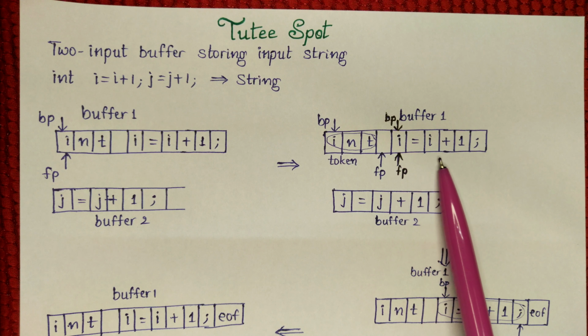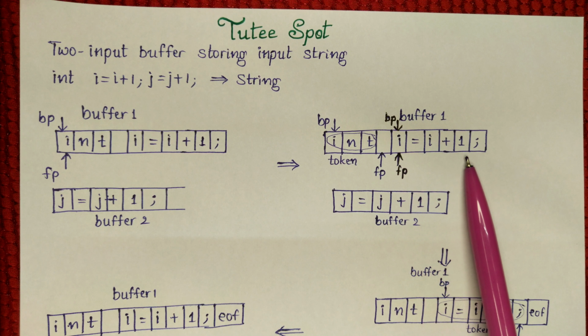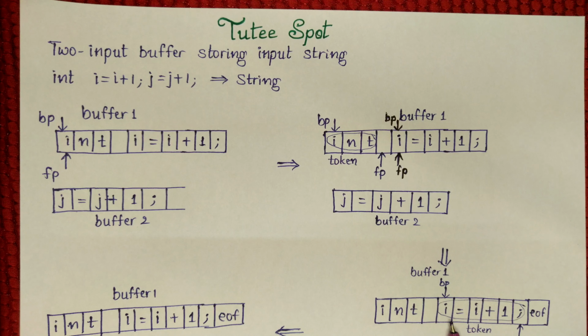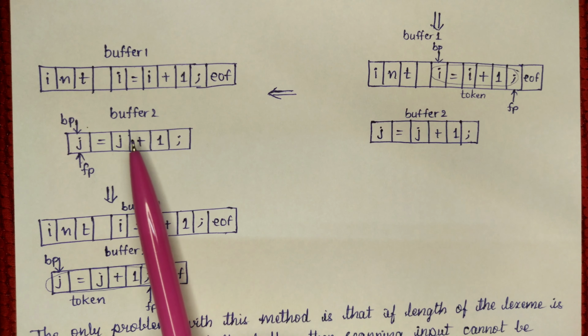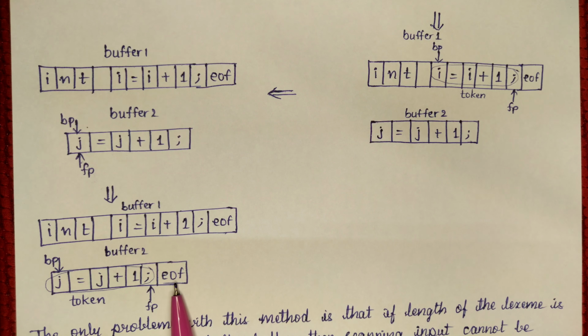And again the forward pointer will move forward in search of EOF or white space. The EOF is obtained here. So the token i = i + 1 is generated. As EOF is obtained here, the analyzer switches to the second buffer. So same as the first buffer, if the second EOF is obtained, then it indicates the end of the second buffer. So the begin pointer is pointing towards j and the forward pointer will move ahead in search of white space or EOF marker. So here in the second buffer EOF is obtained. So the token j = j + 1 is obtained and the required stream of tokens is identified.